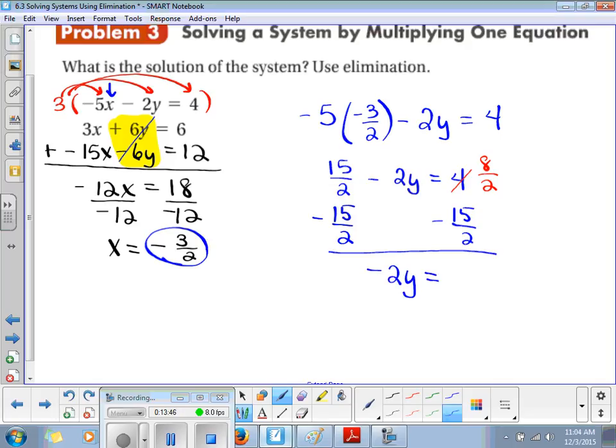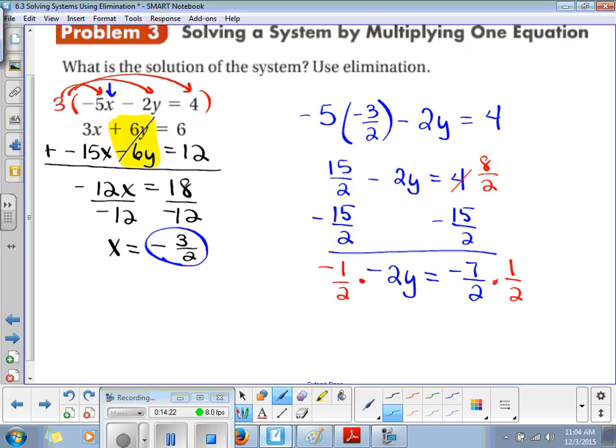And let's see. 8 minus 15. So that's going to be a negative 7 halves. Now, how do I get this y out of here? Divide by a negative 2, or, because I have fractions over here, multiply by negative 1 half, right? So I'm going to multiply times a negative 1 half over there too.